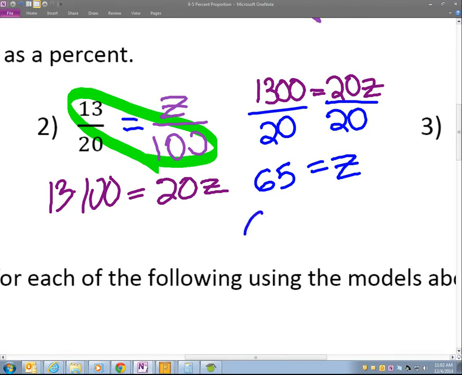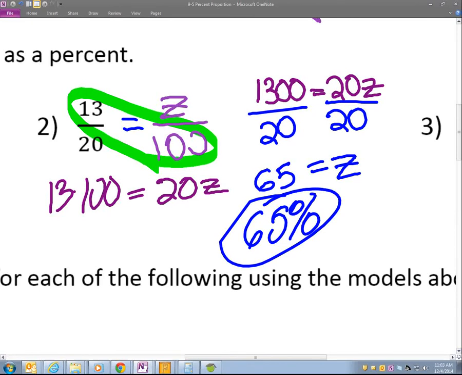Then I'm going to write down 65%, and I'm circling 65%. We have found what z is, and it asks us to put that one as a percent, so our answer has to have a percent in it. Okay, the answer has to have a percent in it.